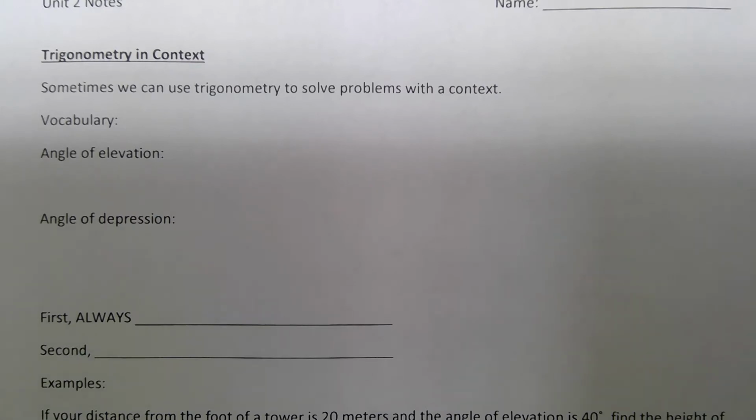So what we're doing here is we're looking at trigonometry in context. So we've worked on inverse trig, we've worked on trig, we've looked at the Pythagorean theorem, finding missing angles, and now we're going to put it all together like we did before with solving right triangles, but now we're going to take a look at this in context. So before we get started in context, we need to look at a couple of vocabulary words.